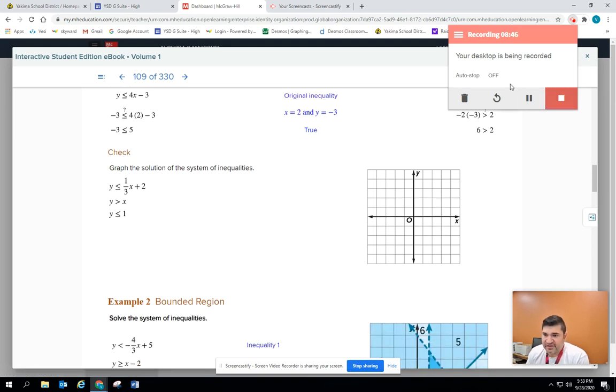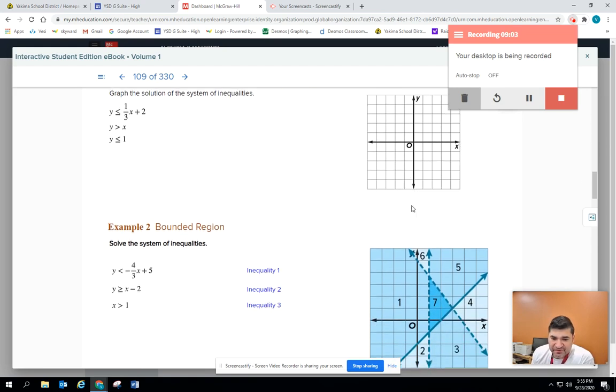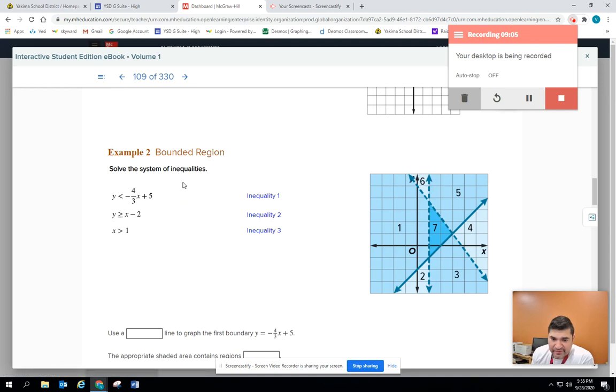Okay, now it says check. It says graph the solution of the system of inequalities. Okay, I am unable to draw these equations here, so we're just going to go to example 2.